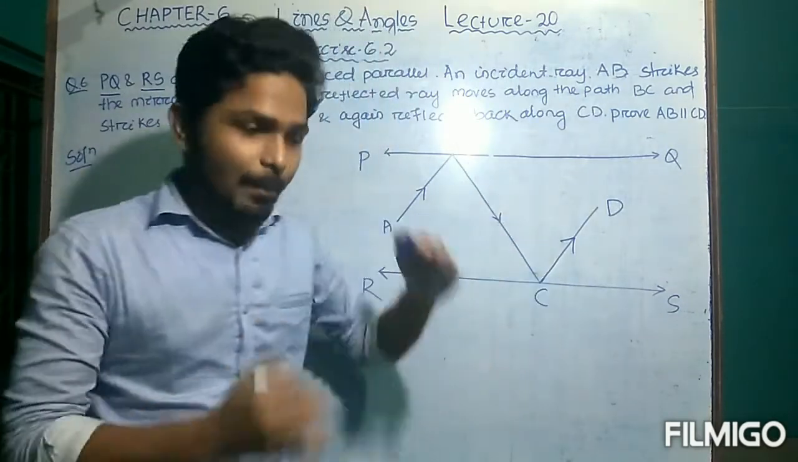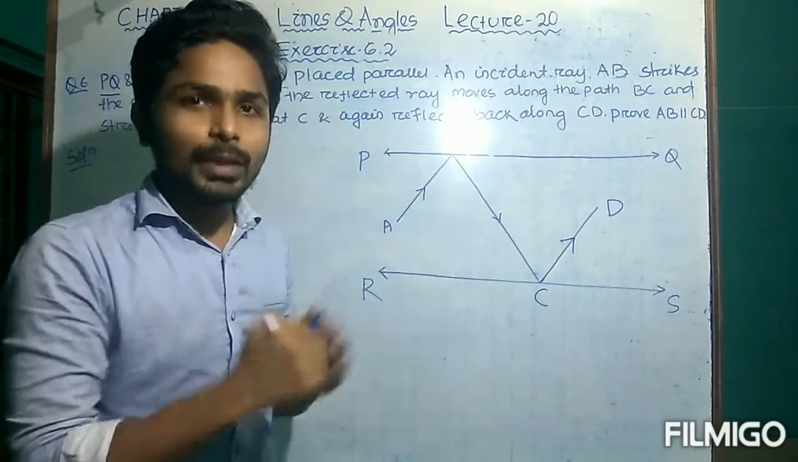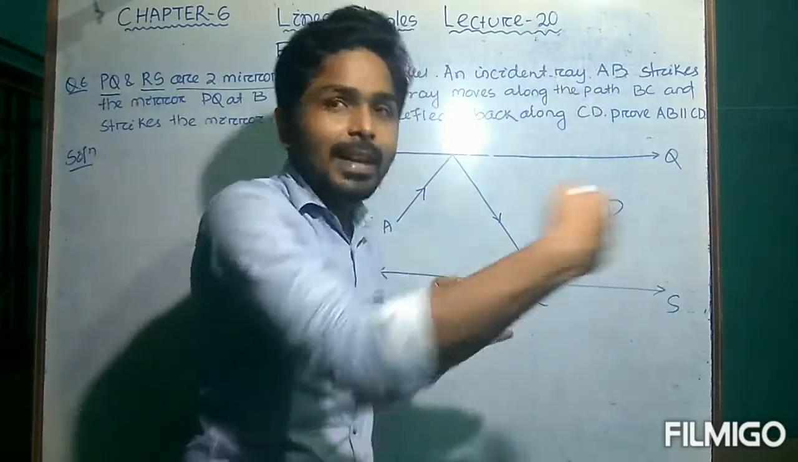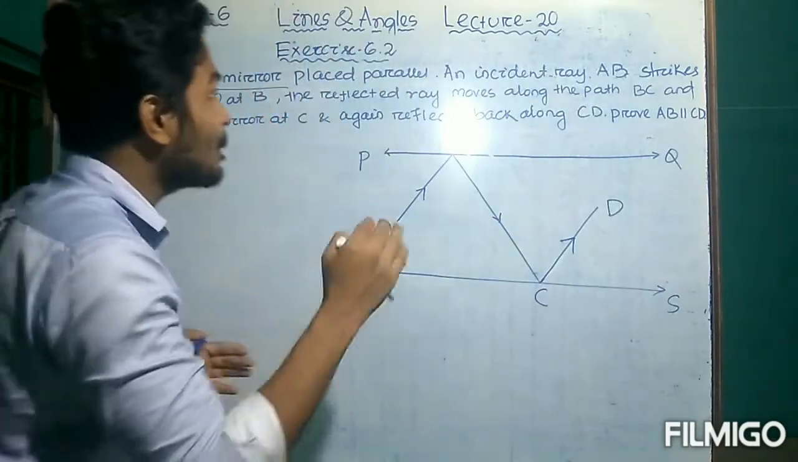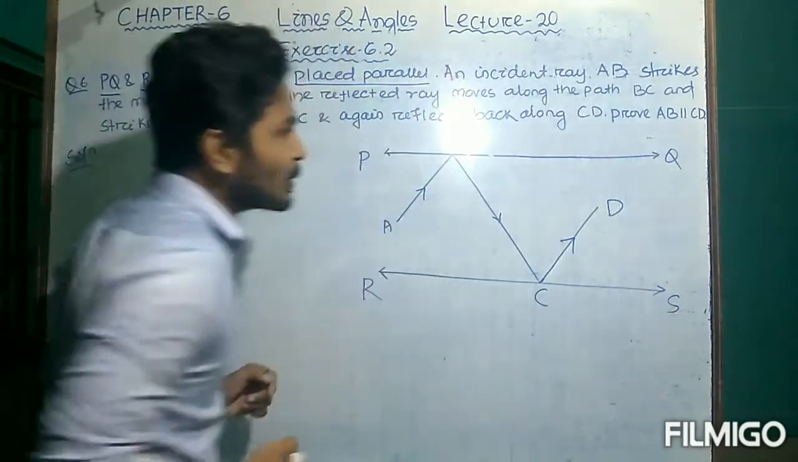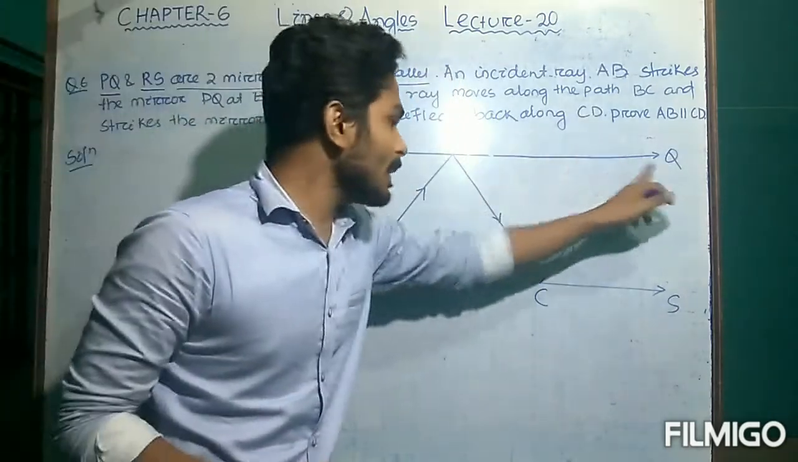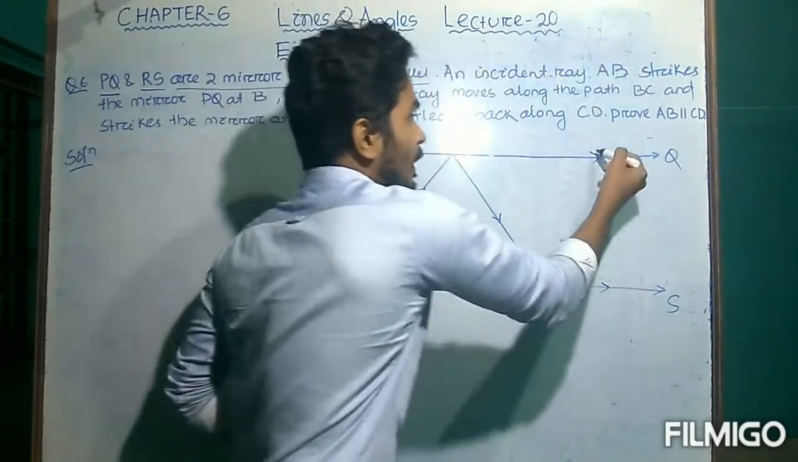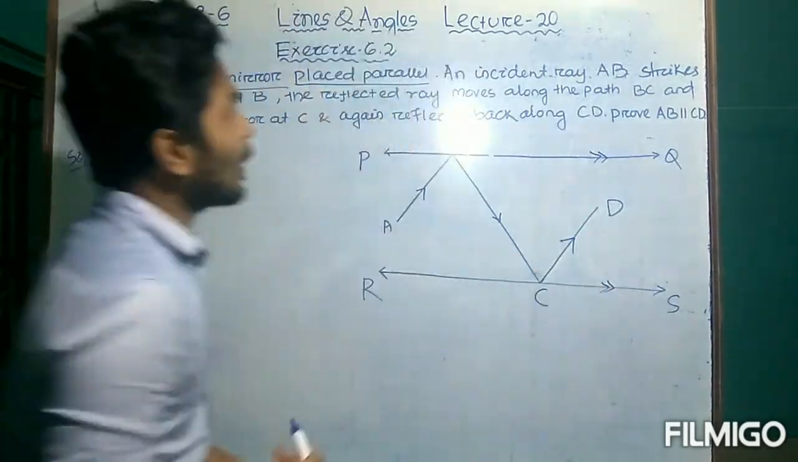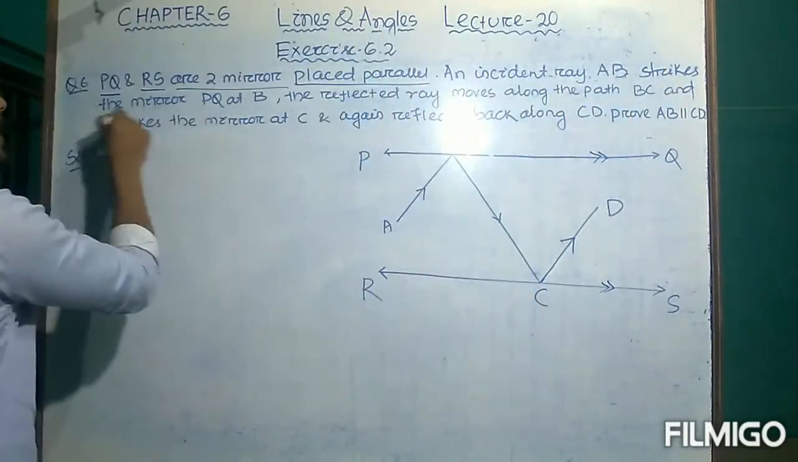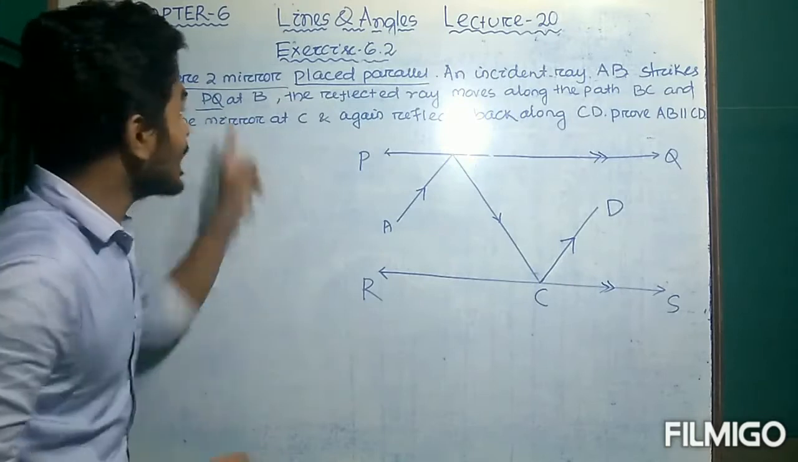What are mirrors? Mirrors are something on which whenever light falls, it will be reflected back. That is known as a mirror. And both the mirrors are placed parallel to each other. So mirror PQ is parallel to mirror RS. Understood? Now an incident ray AB strikes the mirror PQ at B.